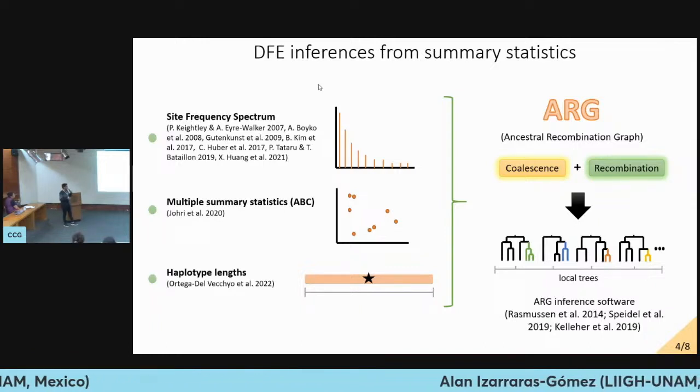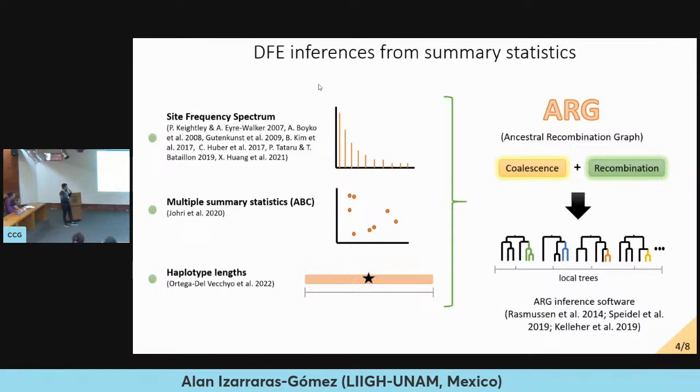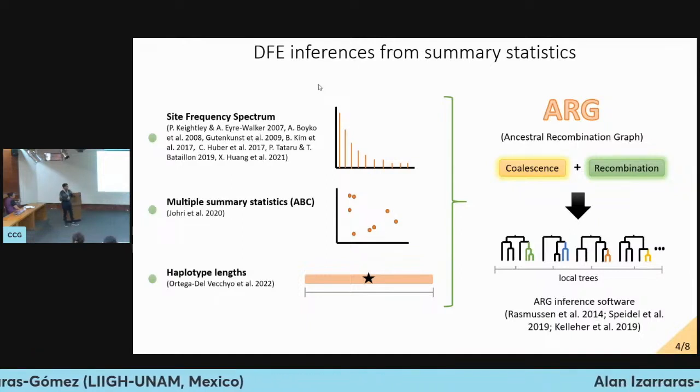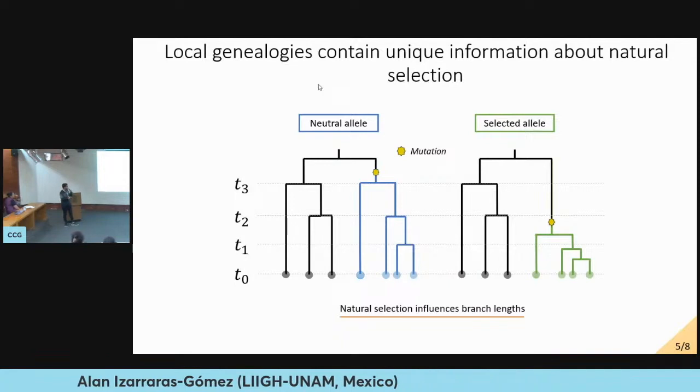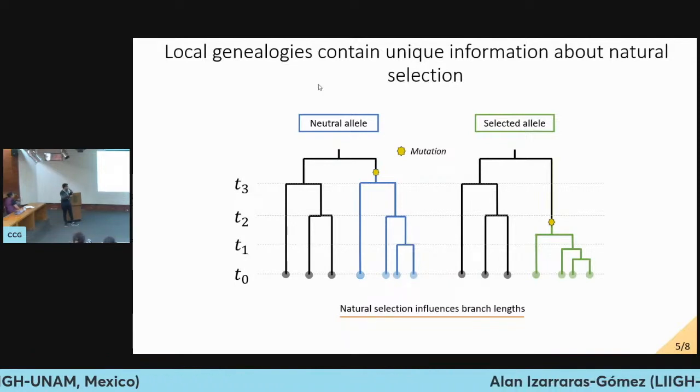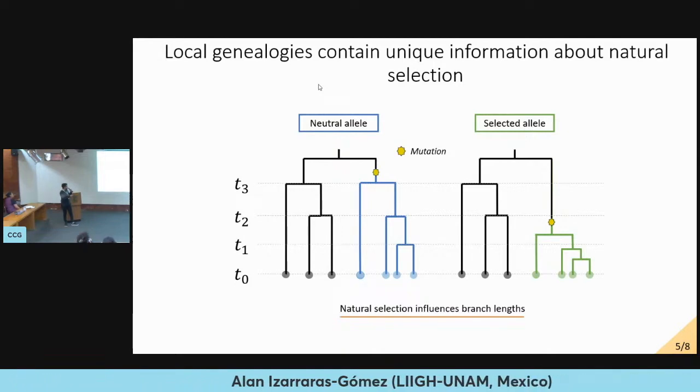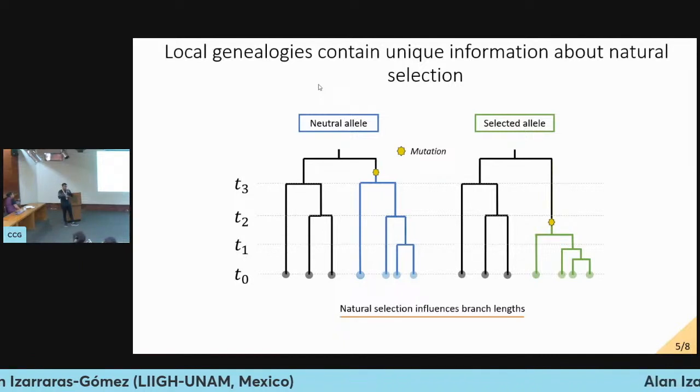And so there have been multiple advancements in ARG inference software that I'm going to use to develop software in order to estimate natural selection using this set of local trees. So the main idea here is that selection influences the topology of these local trees. And by a local tree, I'm referring to a tree with a derived allele given in color, which arises after a certain mutation.